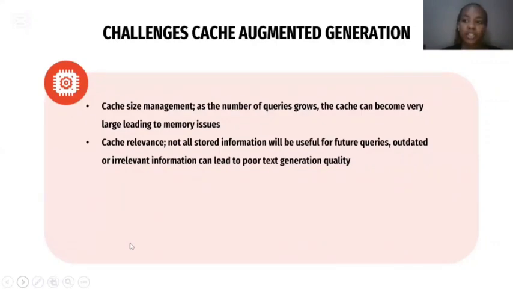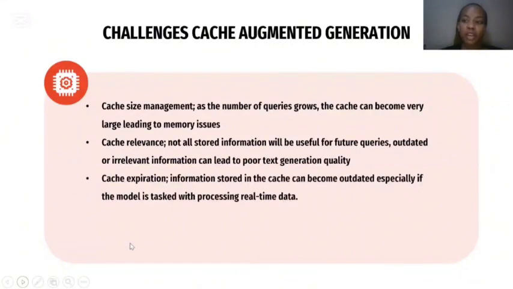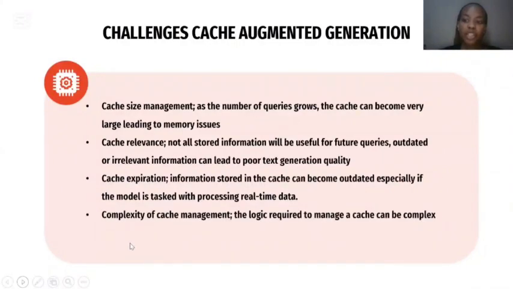Additionally, cache expiration is a challenge, especially in real-time applications. Data stored in the cache can become obsolete, leading to outdated responses unless properly refreshed or discarded. Finally, the complexity of cache management cannot be ignored. Implementing an effective caching strategy requires sophisticated logic and balanced performance, relevance, and memory usage. Addressing these challenges is key to making cache-augmented generation more efficient and reliable.